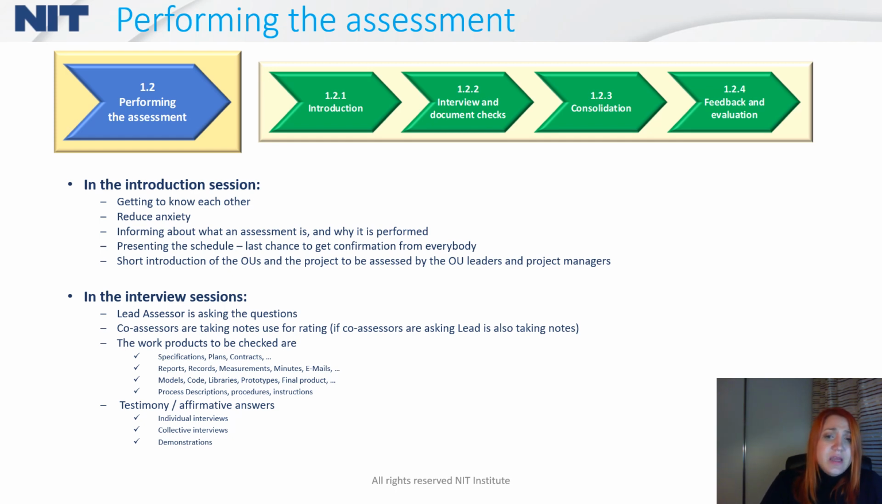Then in one part of the assessment, it could be that the whole part of the assessment will be organized so that the assessor will check only process descriptions, procedures and instructions on the company level.